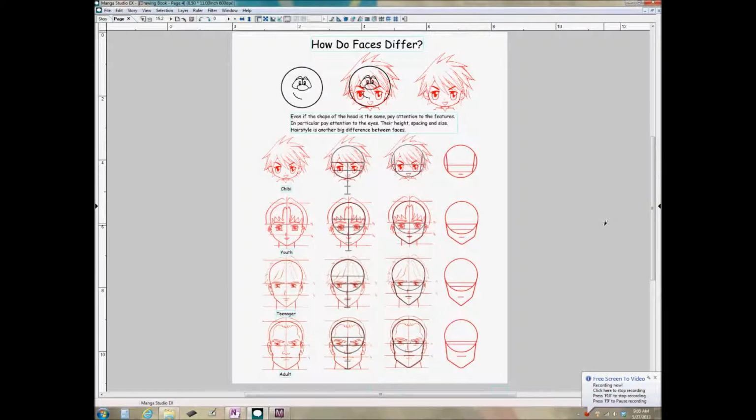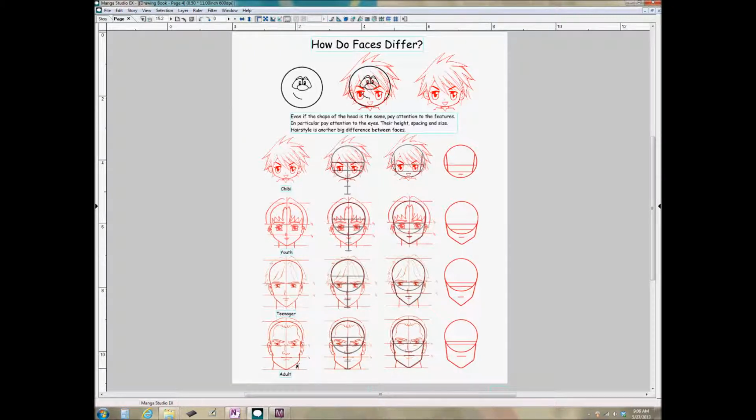Okay, today we're going to talk about manga faces. There's all different styles of manga faces, so as we can see here, depending upon the face that you're trying to draw, the construction of the outline might be very different, whether you're trying to draw a chibi, or a youth, teenager, or an adult.